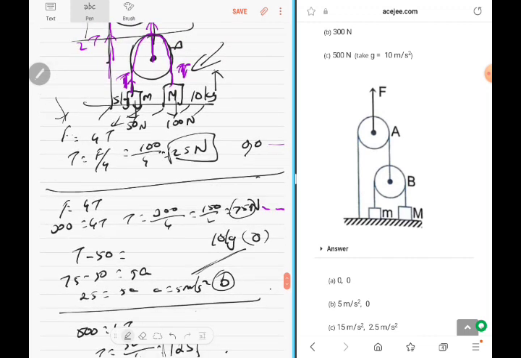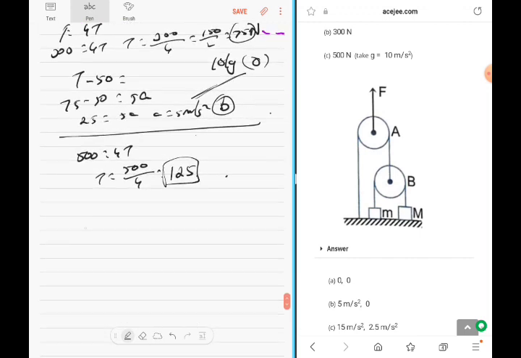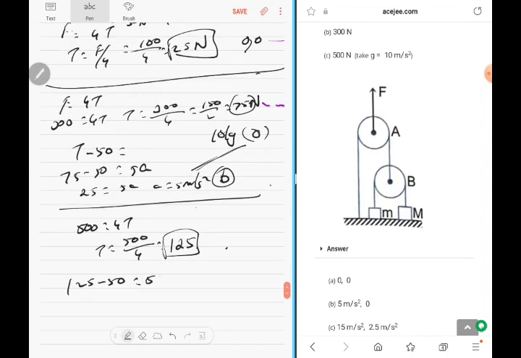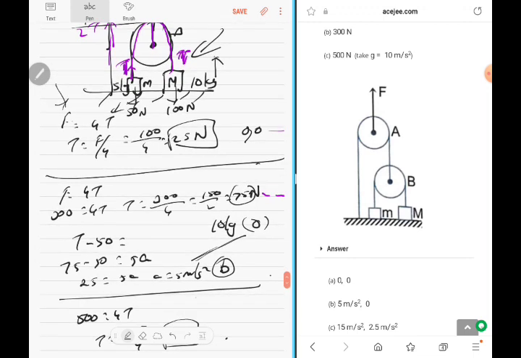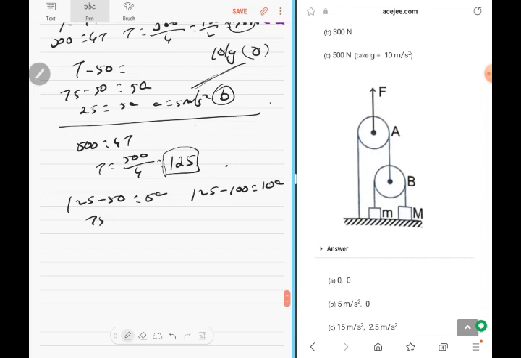And you know that the 50 Newton, 100 Newton, both of them are going to go up. So T minus 50, which is 125 minus 50, is equal to m into a, which is 5 into a. And similarly 125 minus 100 is equal to the mass, 10 into a. So this will become 75 is equal to 5a. a is equal to 75 by 5. 5 ones are 5, 5 fives are 25. So acceleration is 15 meter per second squared. And for the next one it is 10a. So 2.5 meter per second square will be the upward acceleration.